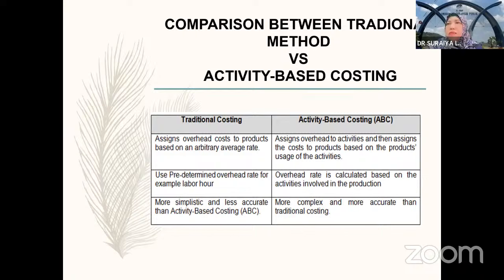However, in activity-based costing, they assign overhead to activities and then assign the cost to products based on the product's usage of the activities, which we found is messy to calculate.